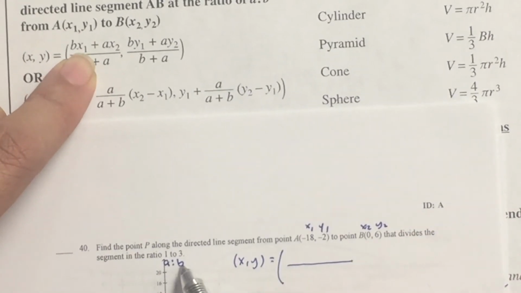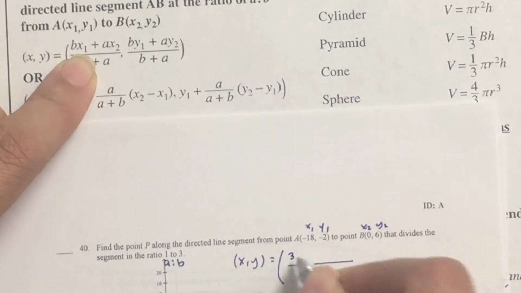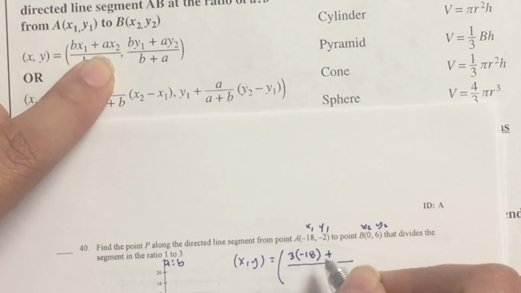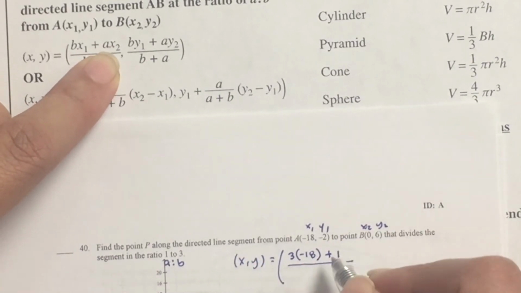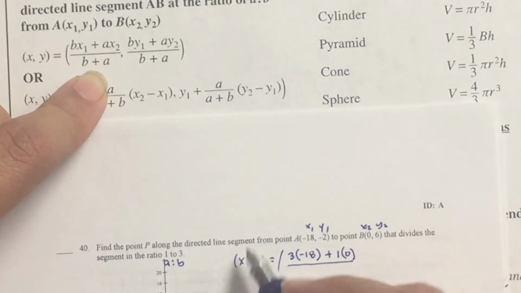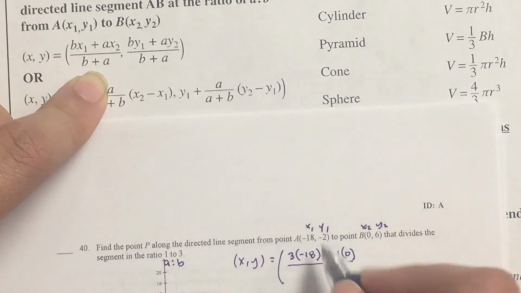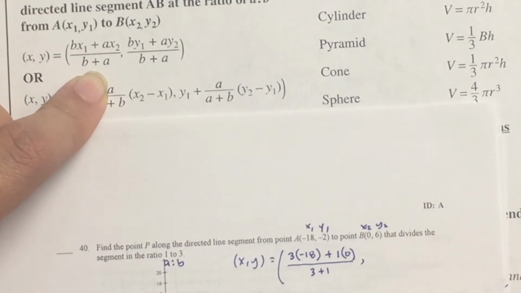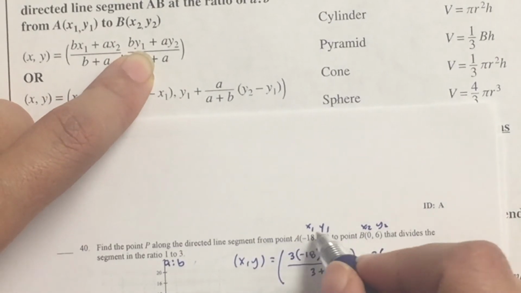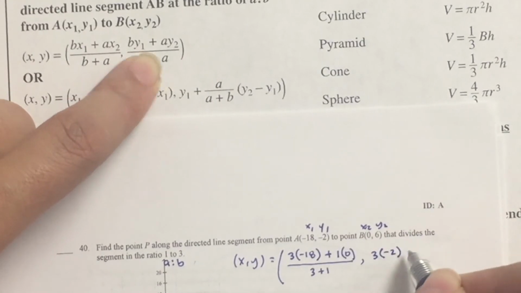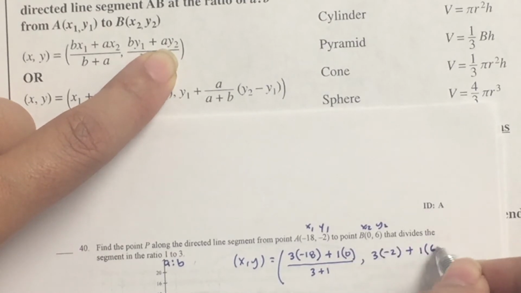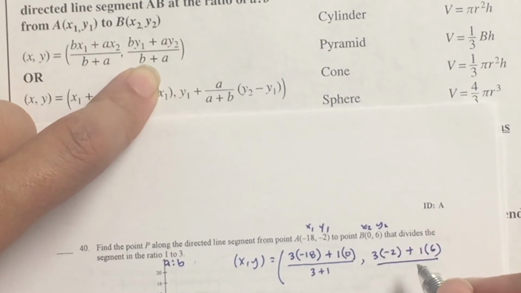So B, which is 3, times x1, which is -18, plus A, which is 1, times x2, which is 0, over B plus A, 3 plus 1, comma, B, which is 3, times y1, which is -2, plus A, which is 1, times y2, which is 6, over B plus A.